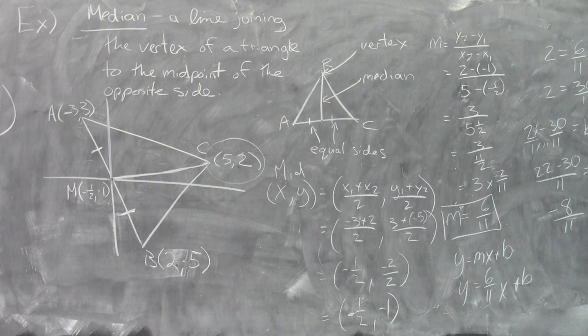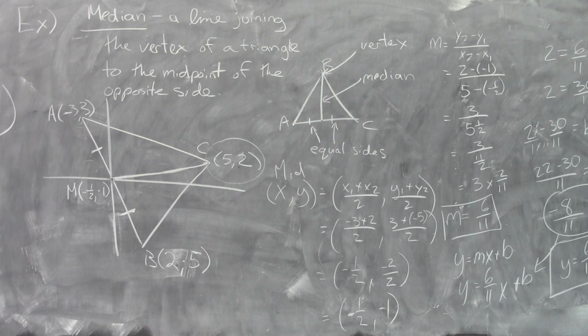So my equation of my line then becomes y is equal to 6 over 11x minus 8 over 11. Any questions there? Okay, so rather long question, but I think it's fairly straightforward.